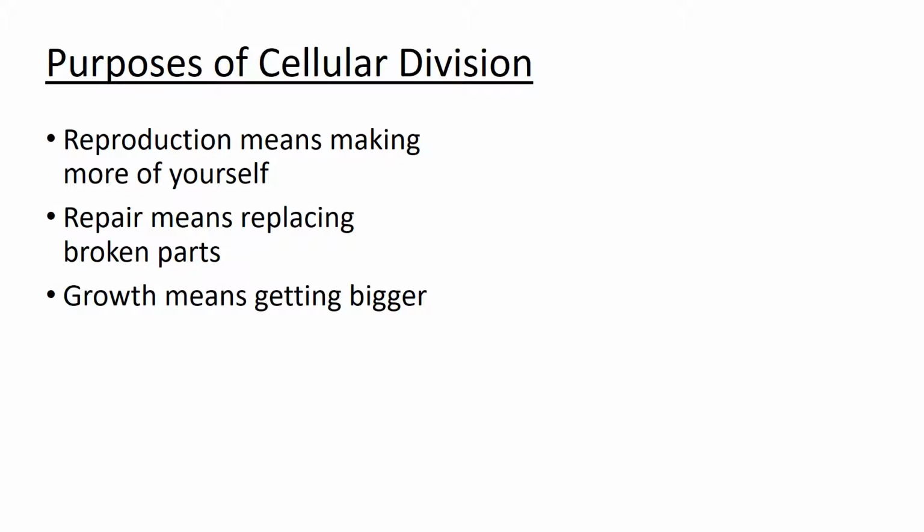Reproduction means making more of yourself. When humans have kids, we've reproduced. Repair means replacing broken parts. So imagine if you got a cut. Well, cellular division is going to be part of the process of repairing that cut. And growth means getting bigger. All of us used to be smaller than we are now. And that process of growing required cellular division.